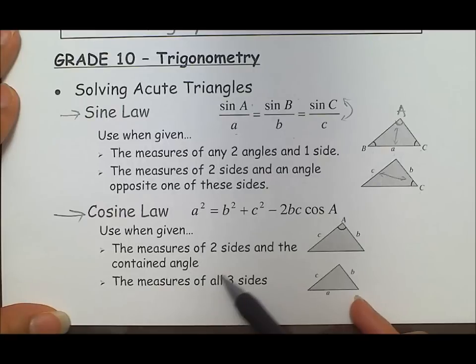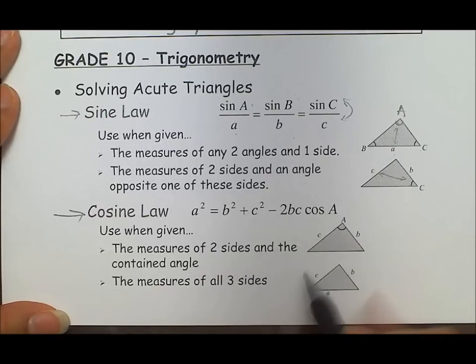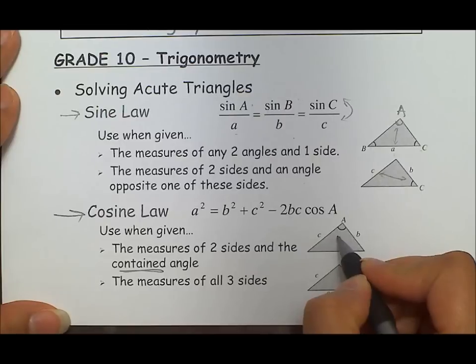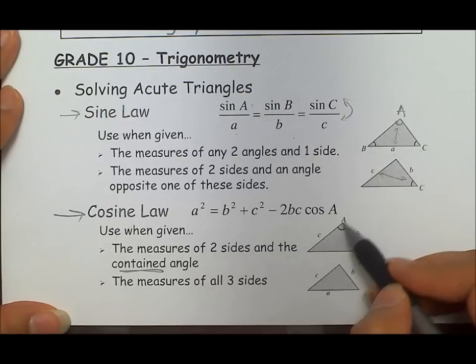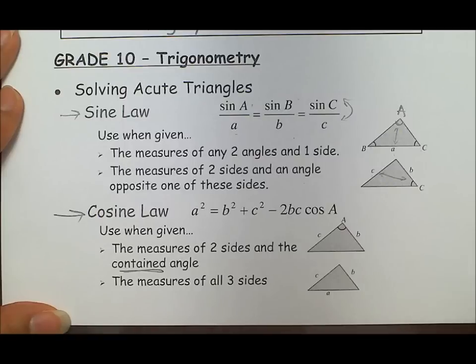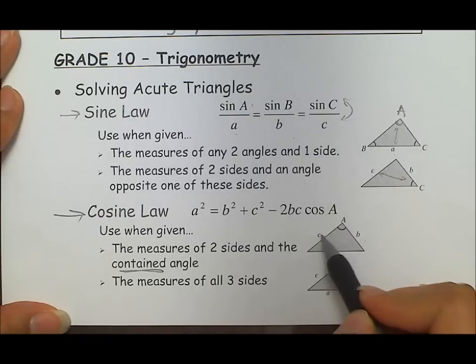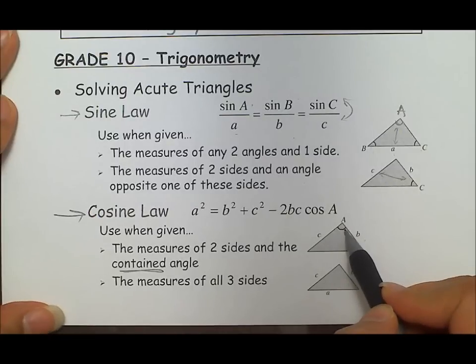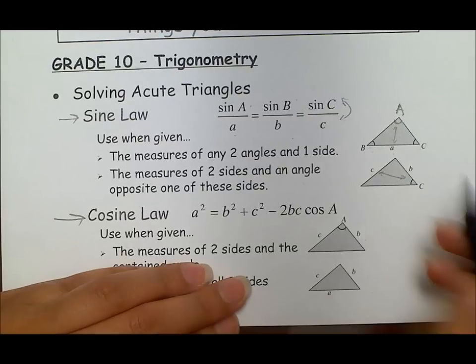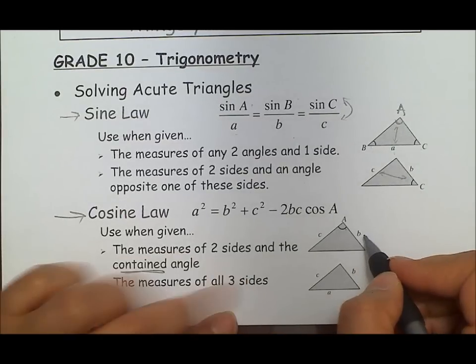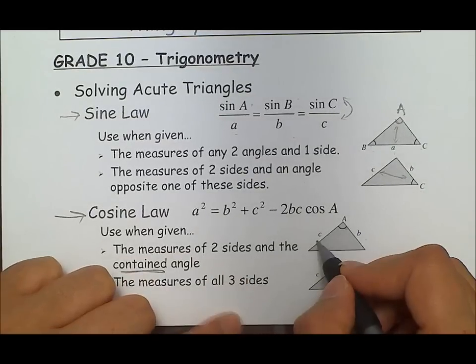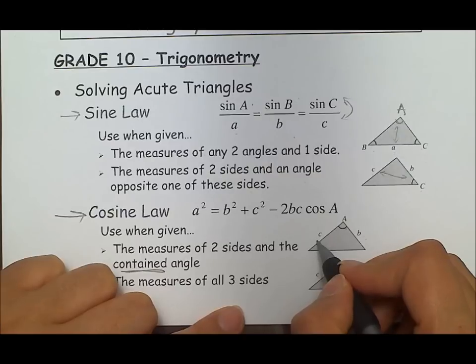The first one is if you're given the measures of two sides and the contained angle. So contained angle means the angle that's made by those two sides. So it's contained between those two side lengths. So we're given little b and we're given little c, and we are solving, and we have angle A as well. And so what this means is, because we have a side, an angle, and another side, we can use the cosine law to try to solve it.